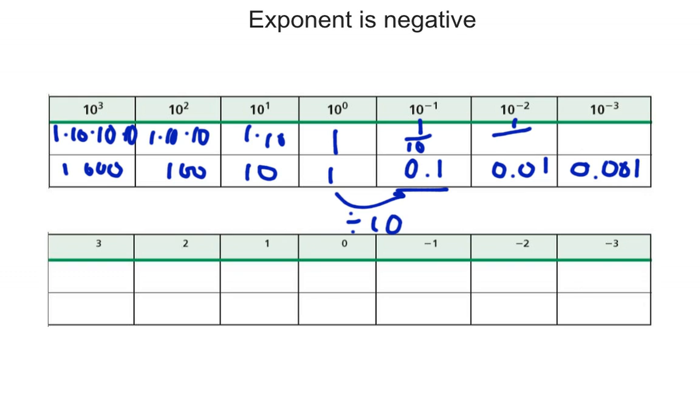This one would be 1 over 10 times 10. This one would be 1 over 10 times 10 times 10. And that would give us the 1/1000th. And the same thing would happen with the 2's.